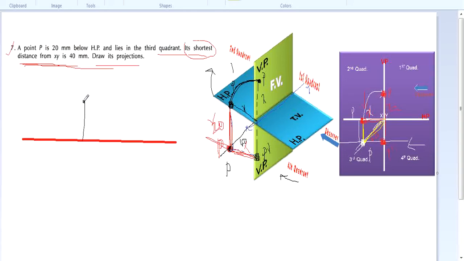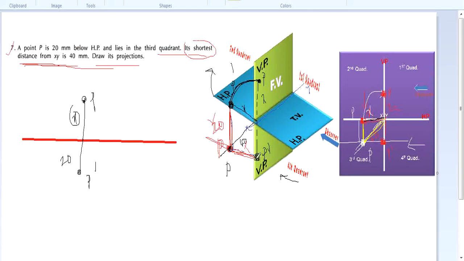This is the final answer. This point is P, some X. Next to this point is P dash. This is the 20. So how will you get the 20? By measuring the distance from here to here.